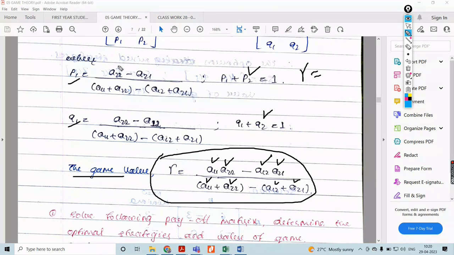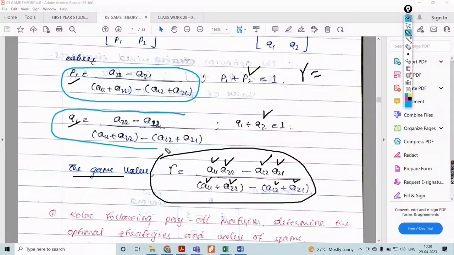Compulsorily, you need to remember these three formulas to make the evaluation with respect to 2 cross 2 matrices. Anybody having any doubt on this evaluation, by the use of the saddle point, if it doesn't exist in a payoff matrix, you can ask. If it is clear, raise your hand.